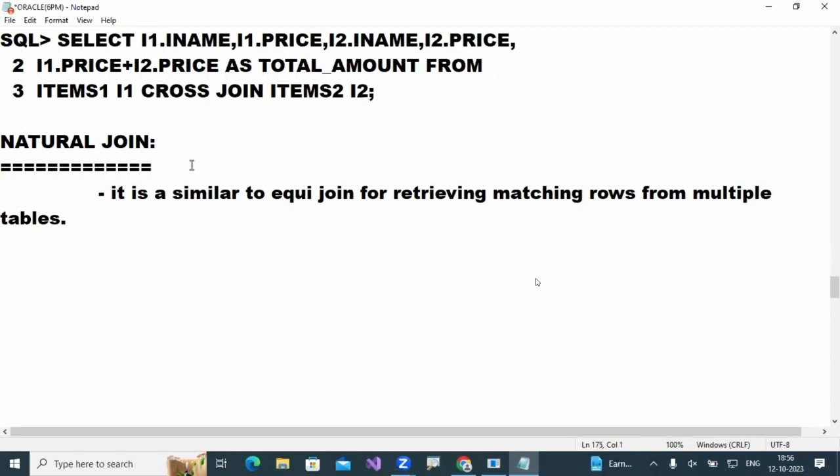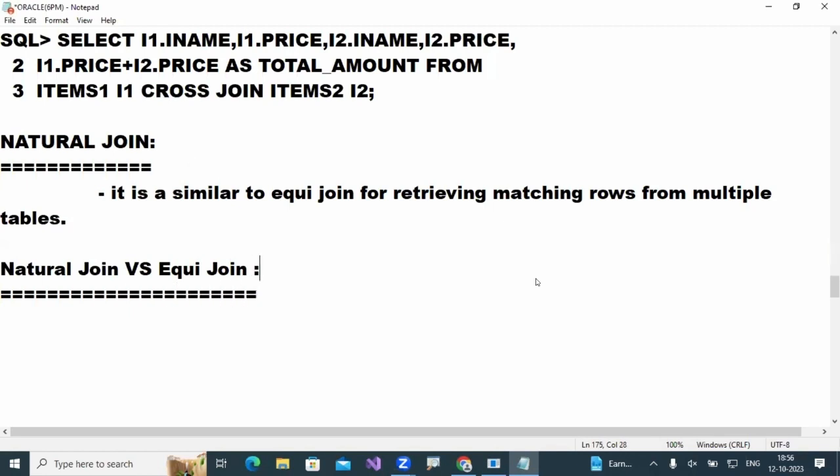Next, differences observed, side by side. Natural join versus equi-join. So what are the differences in these two? Okay, these points should be remembered. First of all, I will take natural join, and on the one side I will take equi-join.